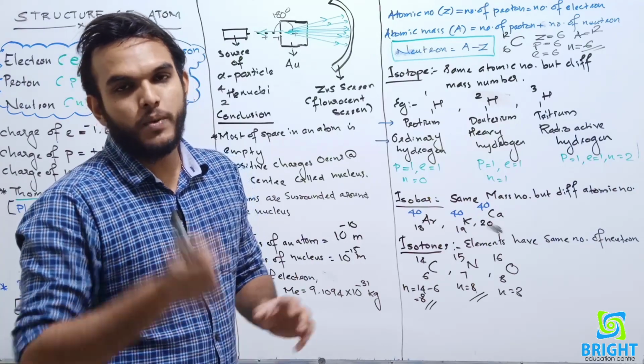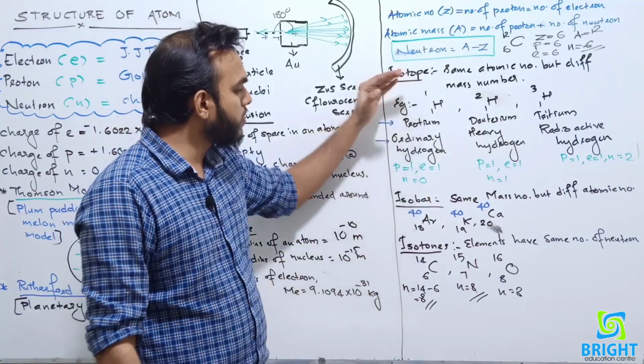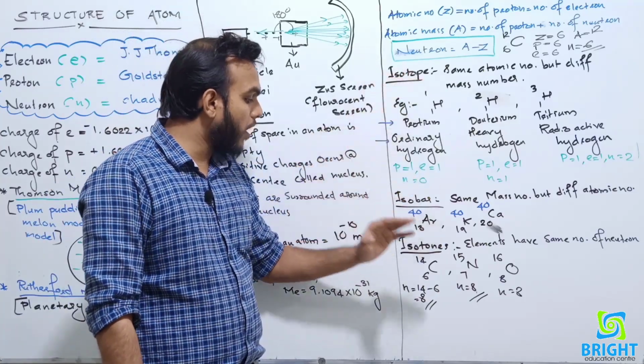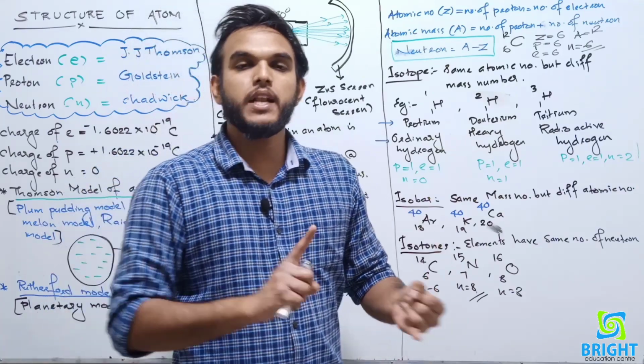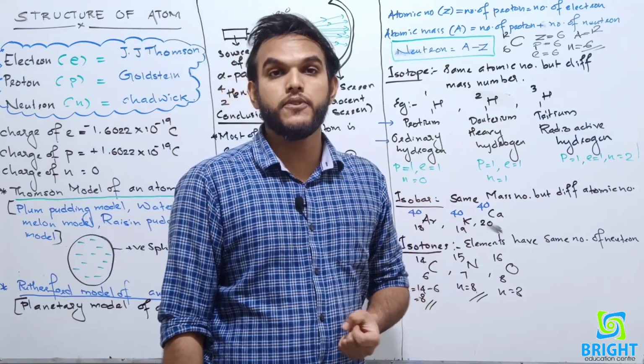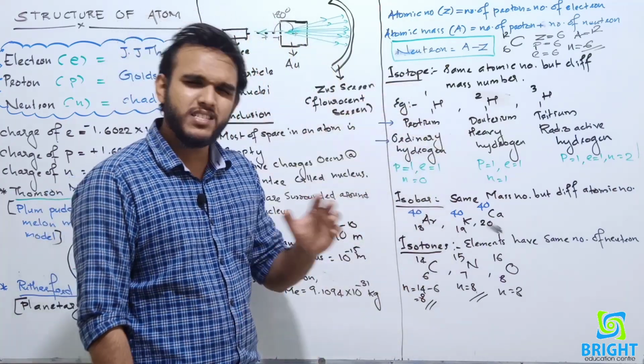Is that clear? So we discussed the atomic number and the mass number. Then we have to deal with isotope, isobar, isotone and some other isoelectronic species. Then isosters and isodiaphores are also there. First of all, I am going to discuss isotope. What is meant by isotope?